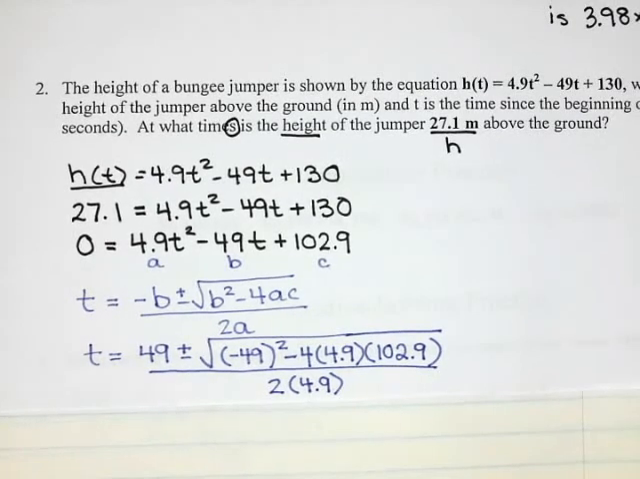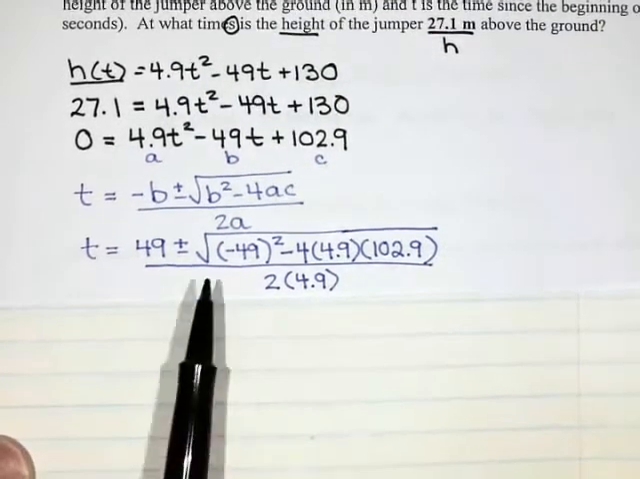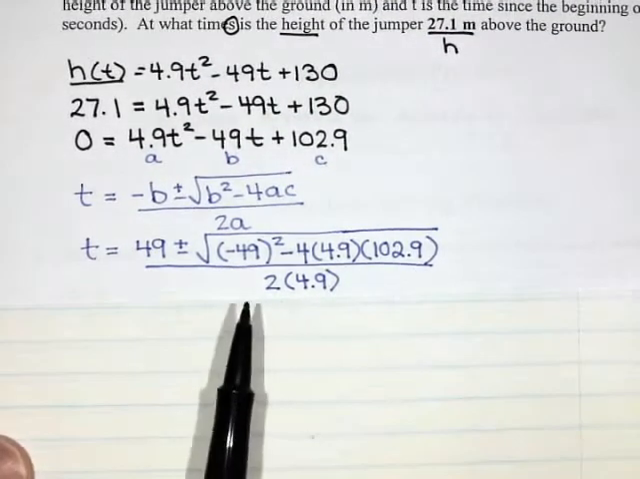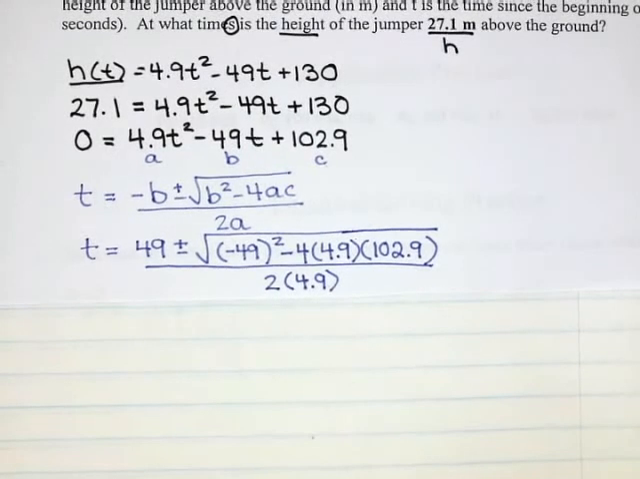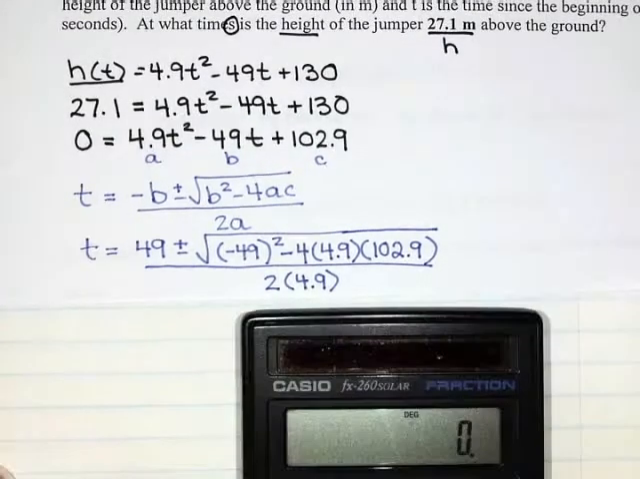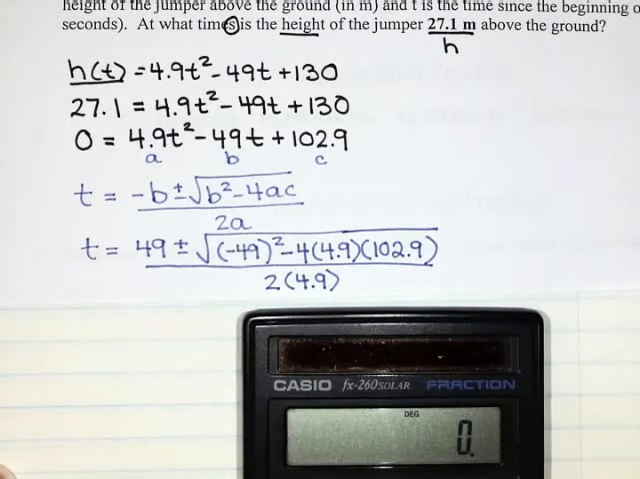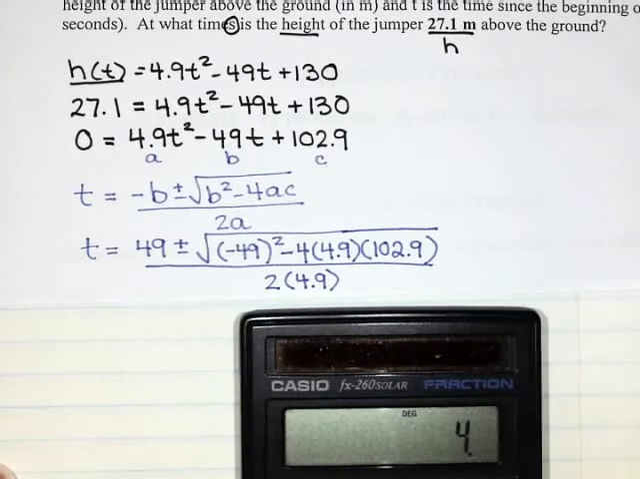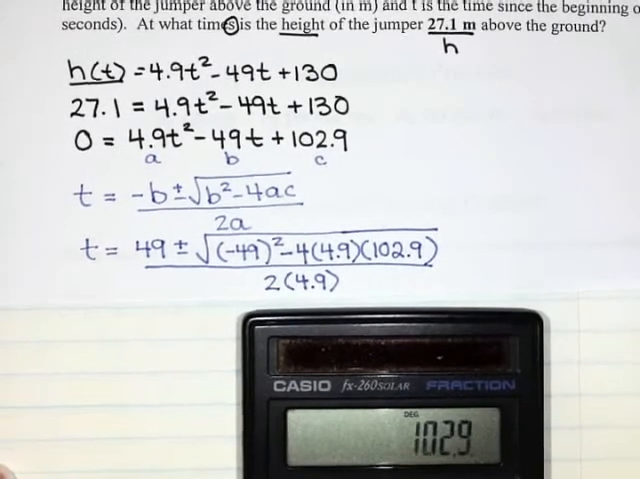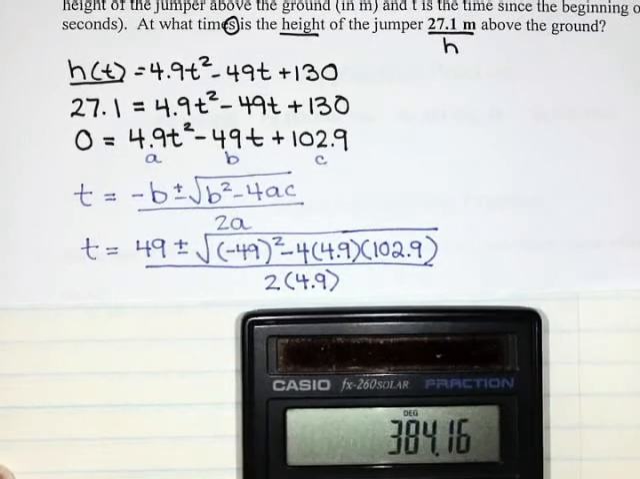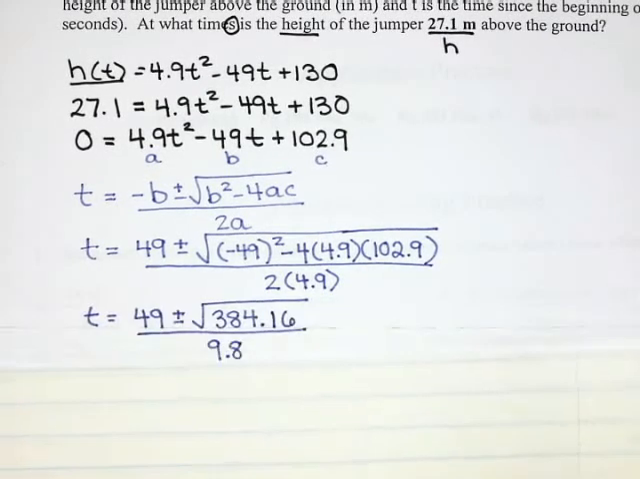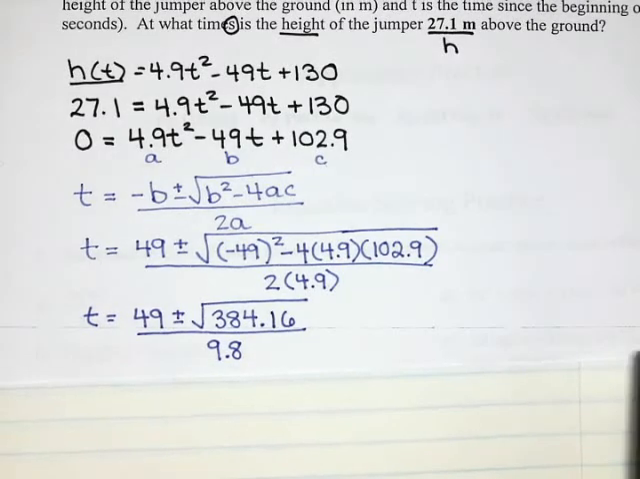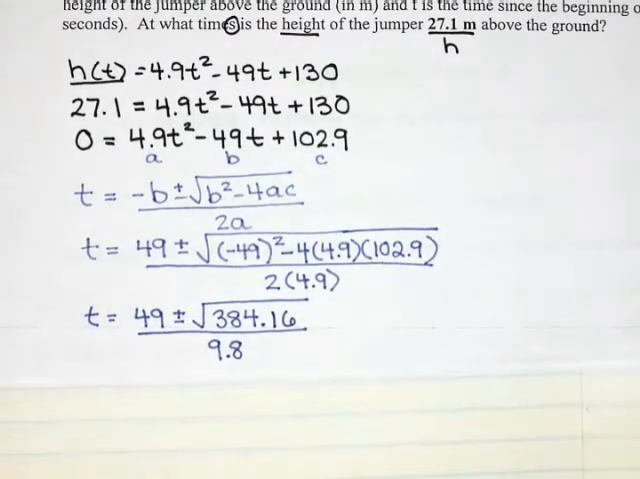All right, our next step is to work out what is underneath the square root and then work out what's in the denominator. So for the part underneath the square root, I had negative 49 squared minus 4 times 4.9 times 102.9 to get 384.16. I have 49 plus or minus 384.16, and then 4.9 times 2 is 9.8, and that was where my phone rang and I got interrupted.